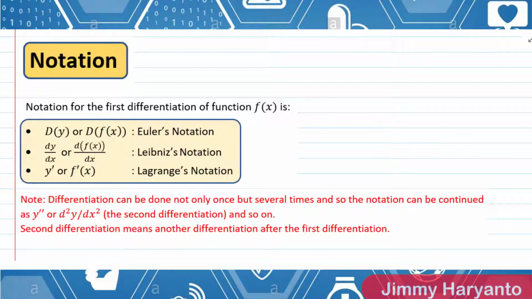Note that differentiation can be done not only once. I say that this is the first differentiation, but we can differentiate not only once, but several times. So the notation can be continued as y'' or d squared y over dx squared for the second differentiation and so on. The second differentiation means another differentiation after the first differentiation. So later we will have the third differentiation, the fourth differentiation, and so on. Okay, so this is the notation for differentiation.